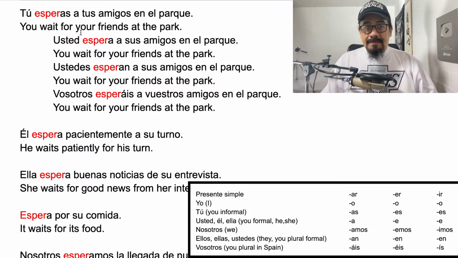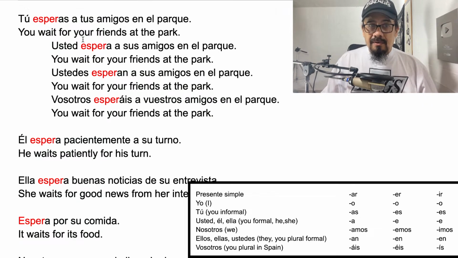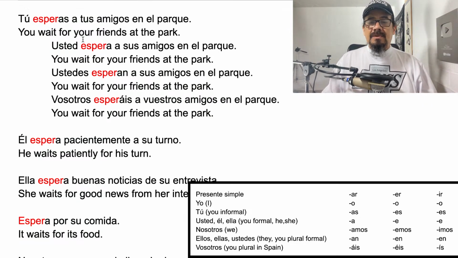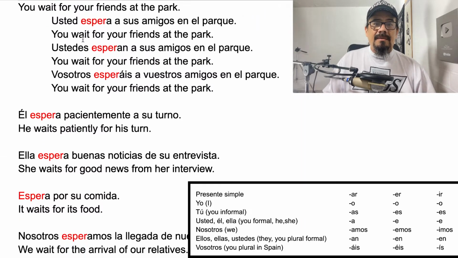Tú esperas a tus amigos en el parque. You wait for your friends at the park. Singular, close relationships, informal. Usted espera a sus amigos en el parque. You wait for your friends at the park. Singular, formal. Ustedes esperan a sus amigos en el parque. Plural. Vosotros esperáis a vuestros amigos en el parque. Plural, Spain. You wait for your friends at the park.